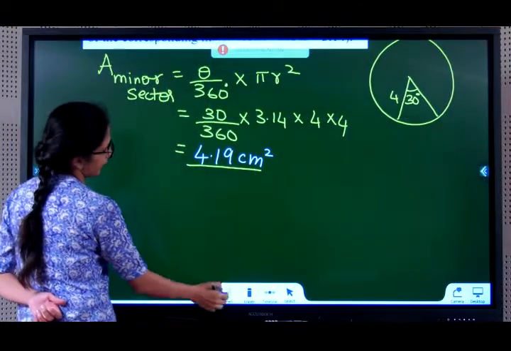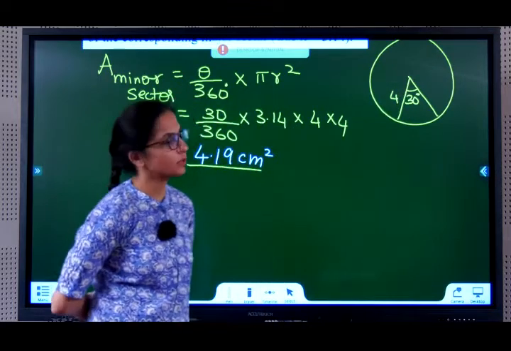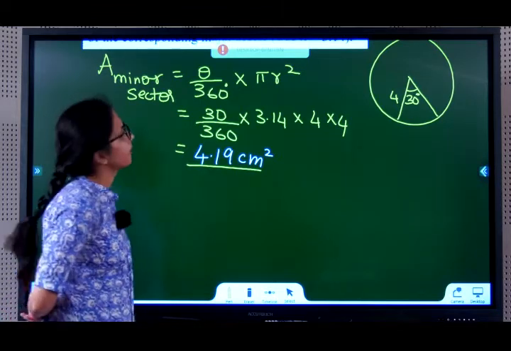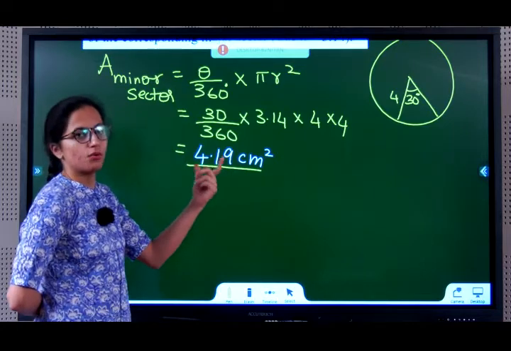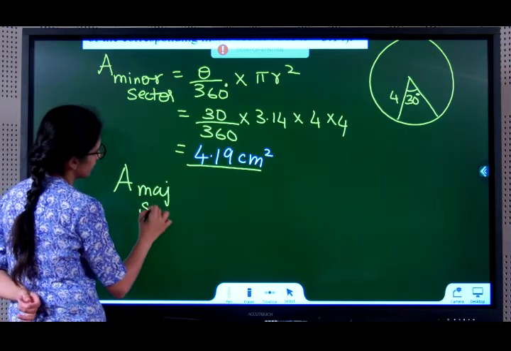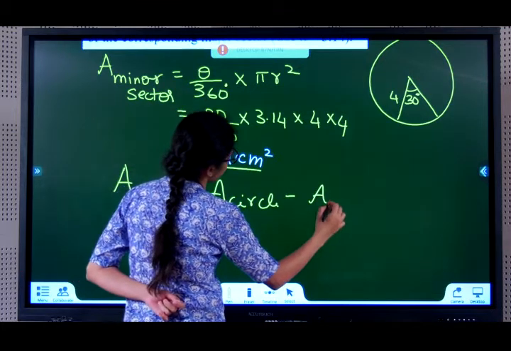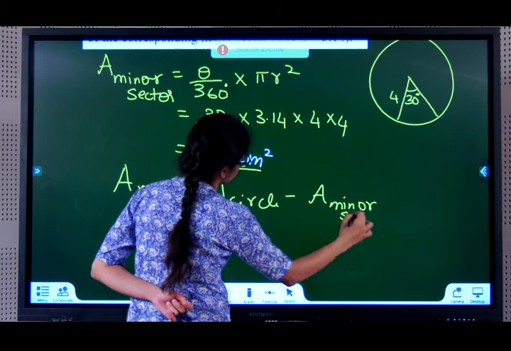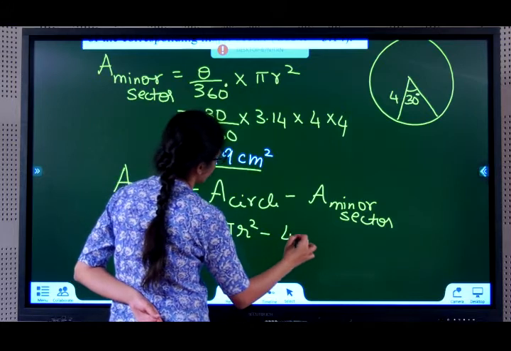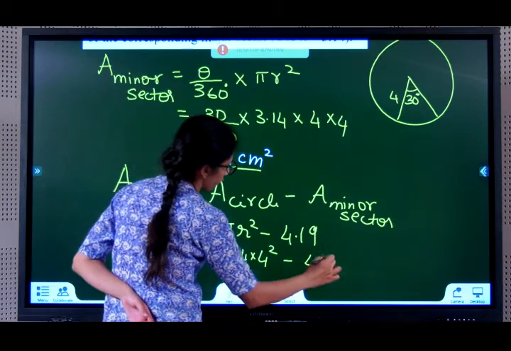Now you need to find the area of the major sector. For area of major sector, I told you there are two methods. Either take it as 360 minus theta by 360 degree into pi r square, or pi r square minus area of minor sector. Since in this question we already have the minor sector, we will go in for the second technique. So area of major sector equals area of circle minus area of minor sector. Area of circle pi r square, area of minor sector 4.19, so 3.14 into 4 square minus 4.19.